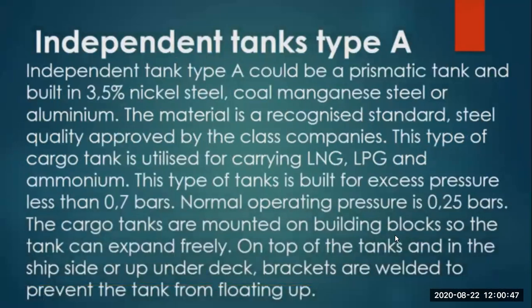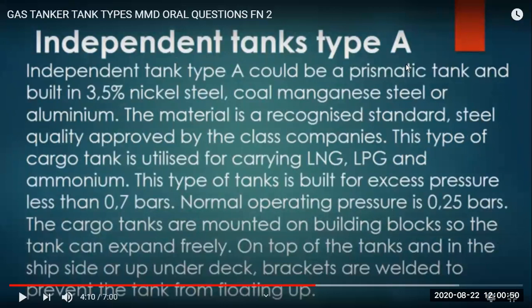Then independent type A in detail. As we saw, your ice cube tray is prismatic in shape, so with that you can remember that prismatic is for refrigerated ships. So we use independent type A for refrigerated ships, made of 3.5% nickel steel, coal manganese steel or aluminum. The material is recognized standard steel quality approved by the class companies. This type of cargo tank is utilized for carrying LNG, LPG, and ammonia.